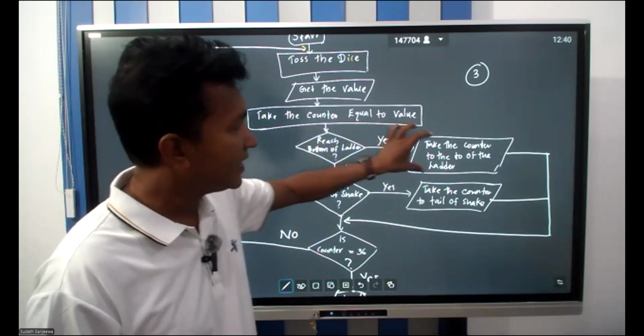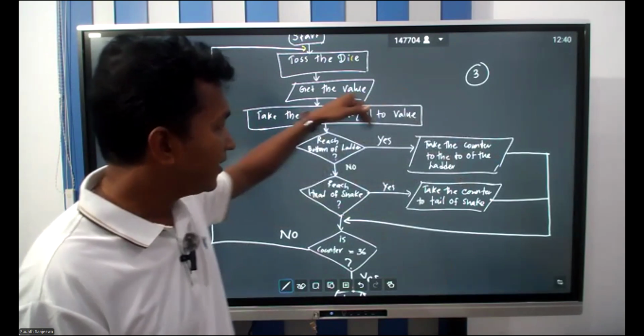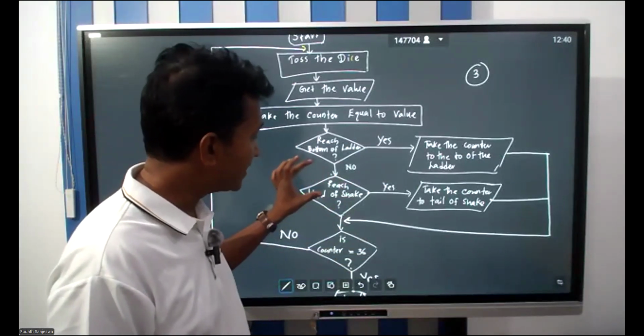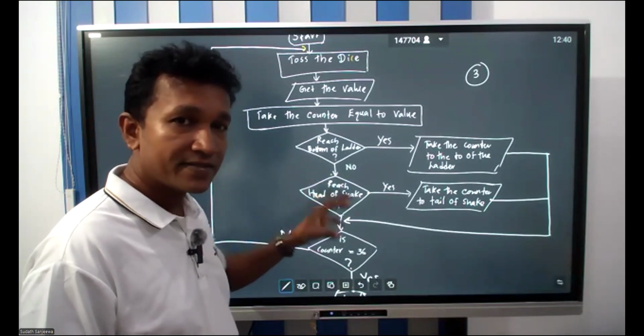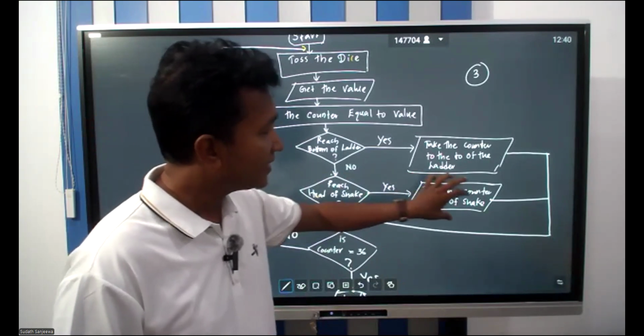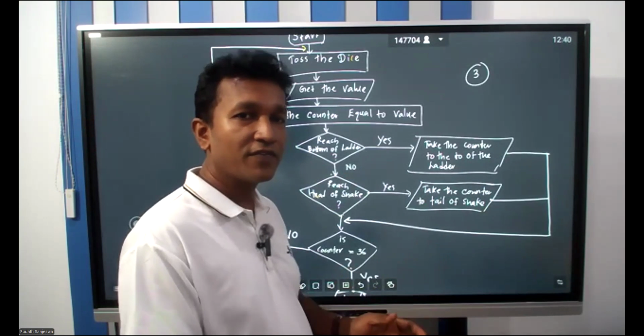If it is yes, then take the counter to the top of the ladder, right? That is one part. If it is no, then we have to check whether it becomes the head of the snake. If it is yes, then take the counter to the tail of the snake. We move that counter to the tail of the snake.